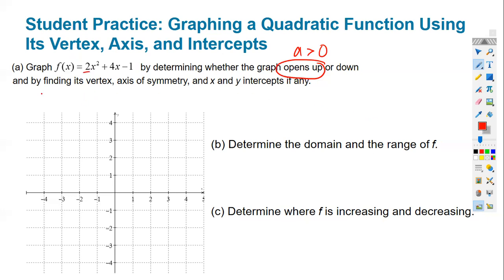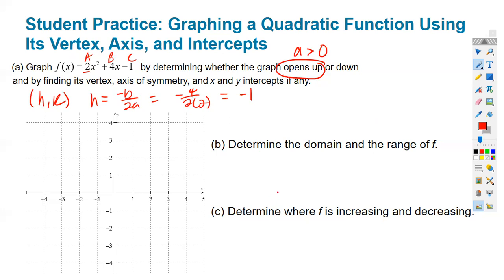Then to find our vertex, remember, you need your h and your k. Your h equals negative b divided by 2a. So I have a, b, c. I'm going to plug in. I have negative 4 divided by 2 times 2, which is going to give me negative 1. So your h was negative 1.